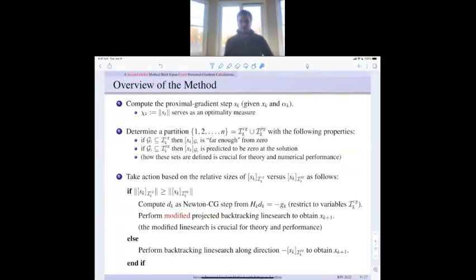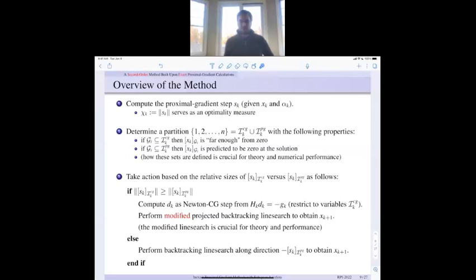So what is then the method that we've developed? These are the main key components of the algorithm. The first thing we do is we compute the proximal gradient step s_k. Then, by taking the norm of that step, we define this optimality measure chi_k. By optimality measure, what I mean, just to be clear, is that chi_k will be equal to 0 if and only if our current iterate is actually already optimal. So you could think of the size of chi_k as a measure of how close you are to optimality.